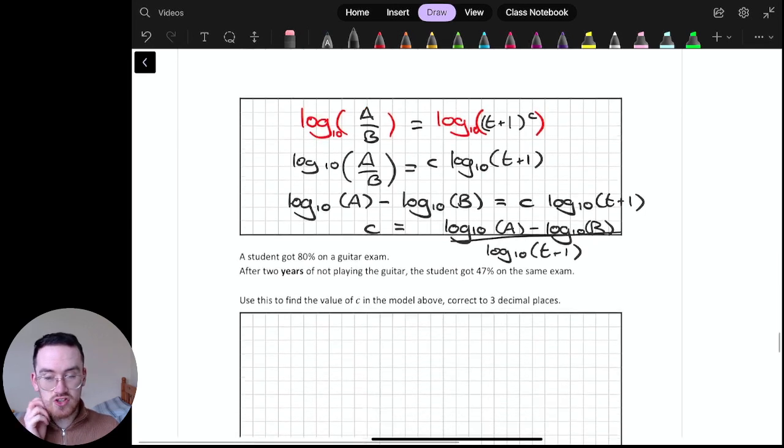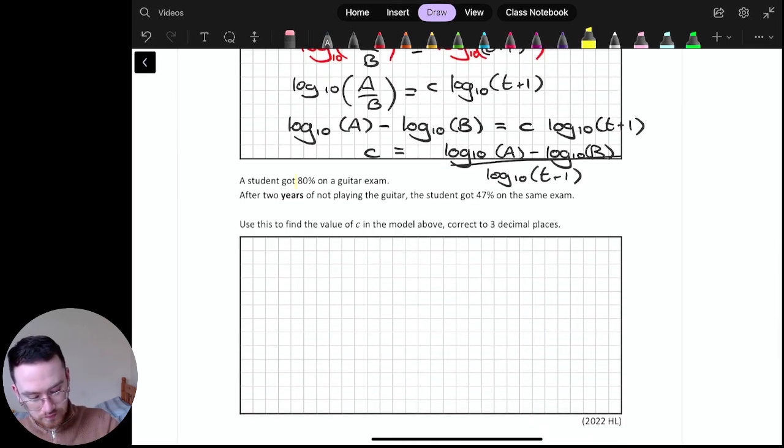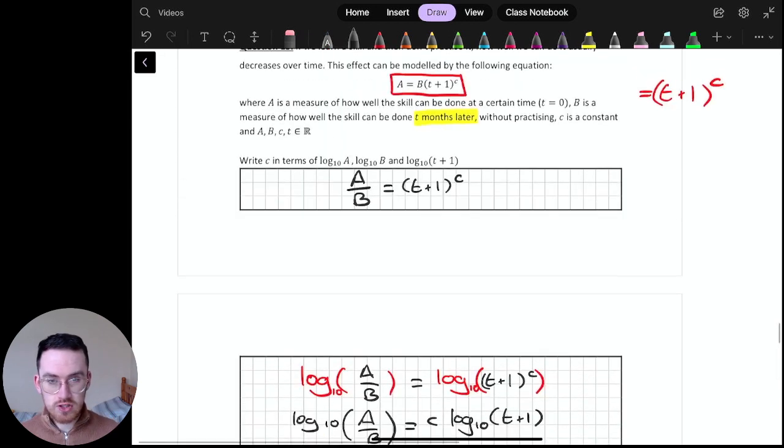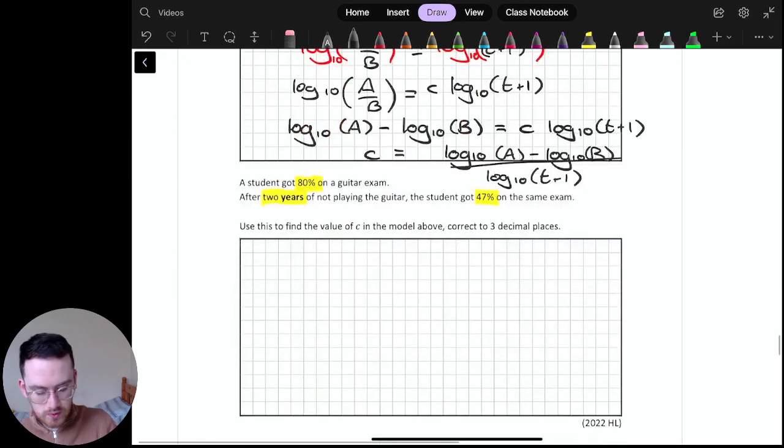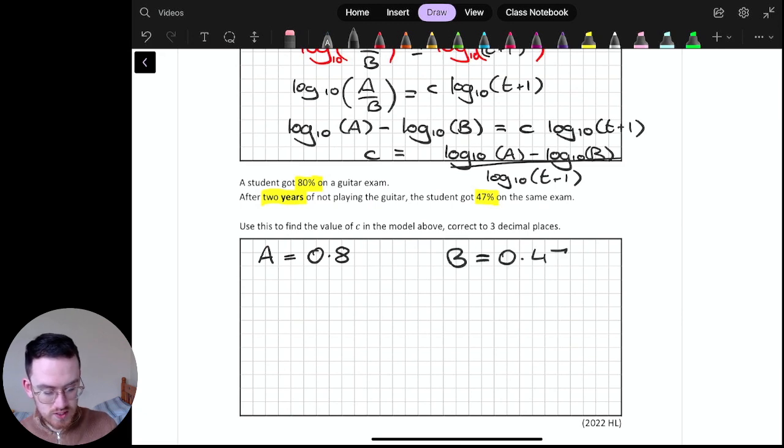Okay. A student got 80% on a guitar exam. 2 years after not playing the guitar, the student got 47 on the same exam. So let's use this information. So we have to be sure that we're using it appropriately. Okay, so A, we were told, was the original measure of how well the skill can be done. So A in this case is going to be 80% or 0.8. B is the measure sometime down the line, which is the 47% or 0.47. T was the time in months, so 2 years is 24 months.